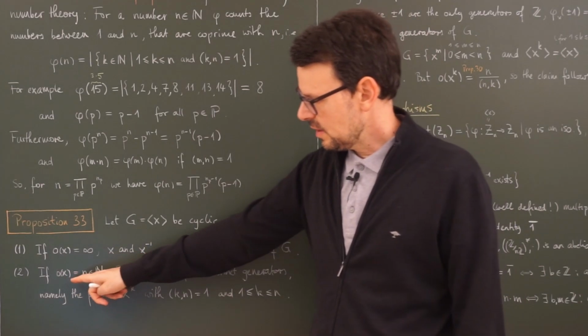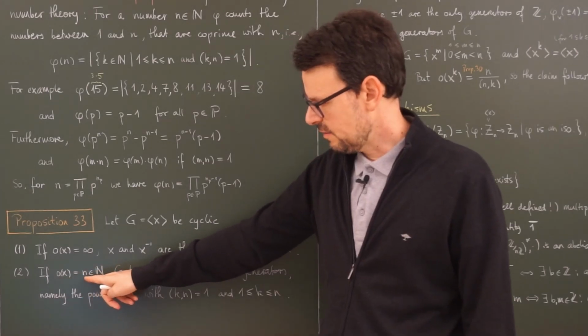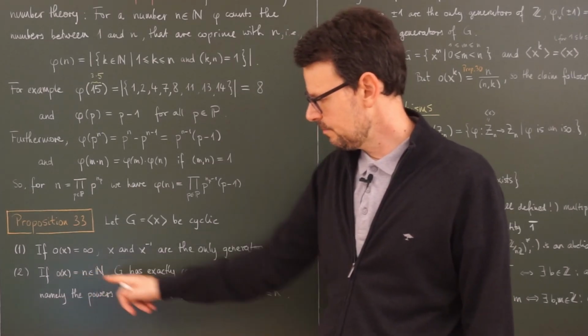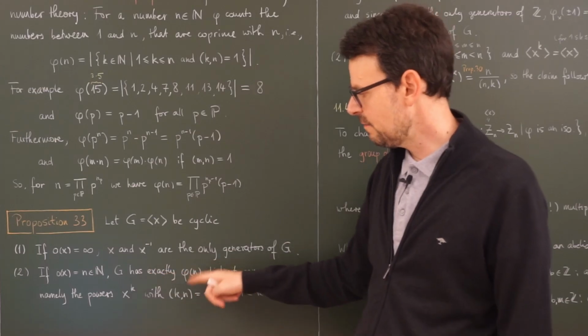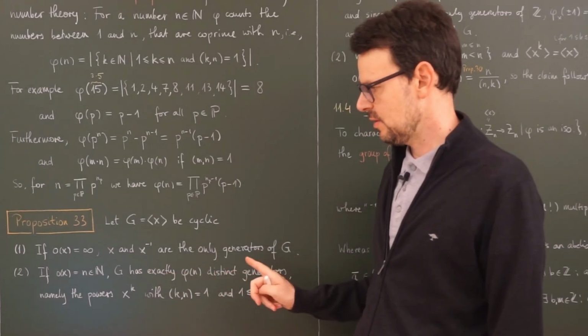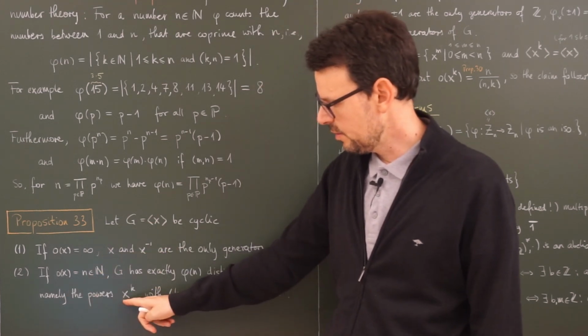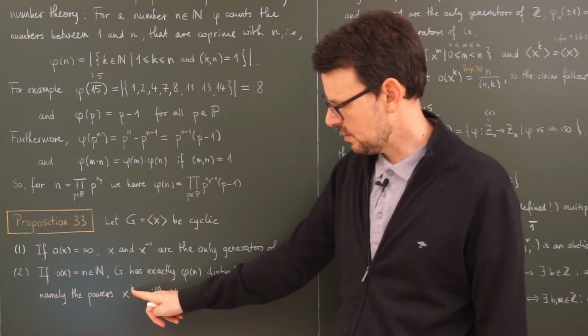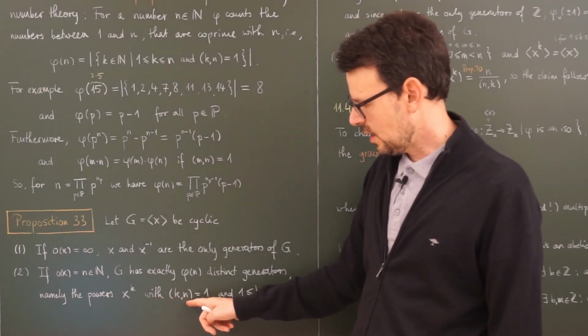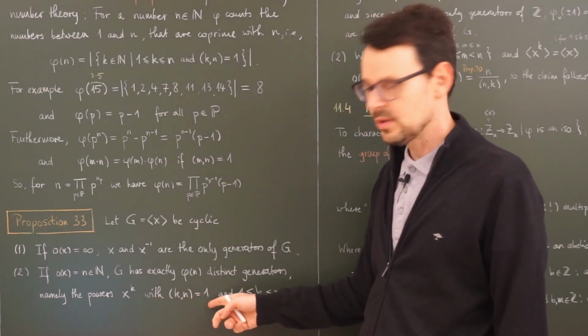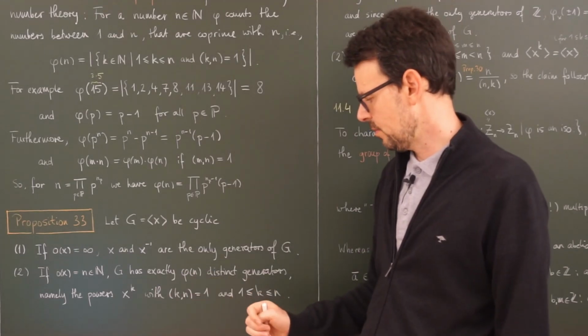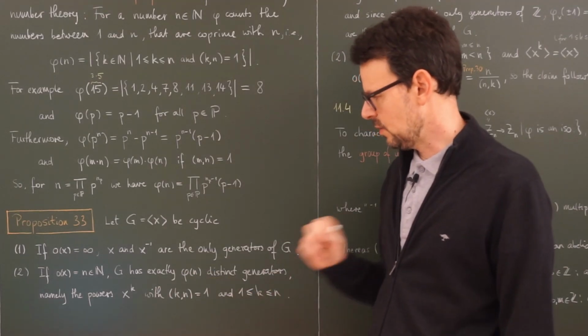Now comes the interesting case. If the order of x is a finite natural number n, then G has exactly phi of n distinct generators. And they can be written down explicitly. They are all the powers x to the k, x being the generator, such that k and n have greatest common divisor 1, so they are co-prime. And of course k runs between 1 and n.